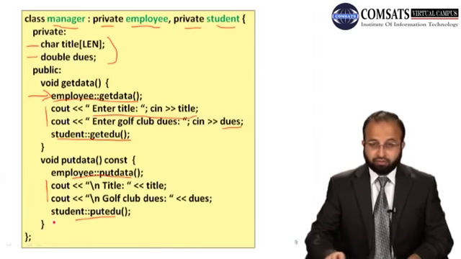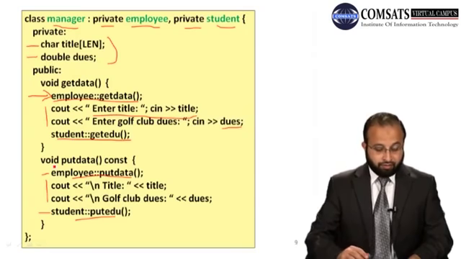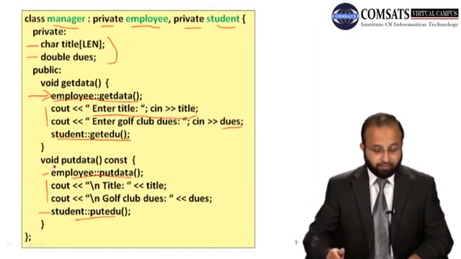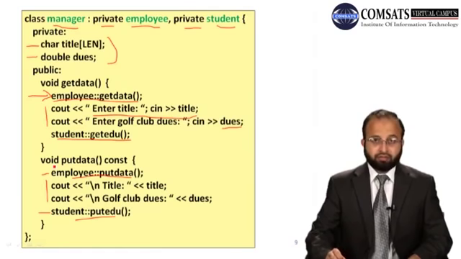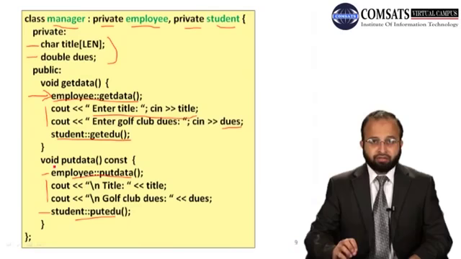The calling sequence is not important. You can take employee later and bring student first. So any sequence can be followed. So when you call the put data function with the employee class, it will display the values of name and number, which are the private data members of the employee class, and these are also members of the manager class object. And then you display the title, golf club dues, and then student scope resolution operator put edu, put education.